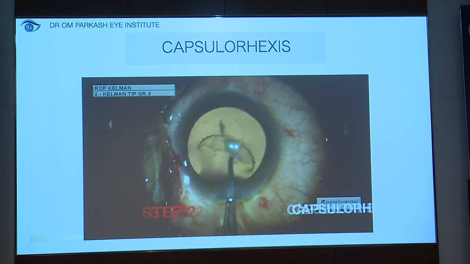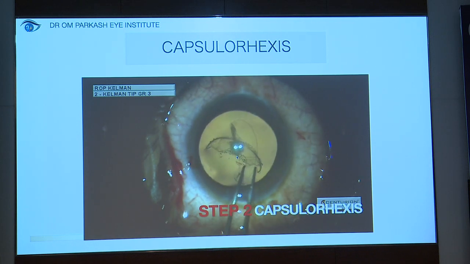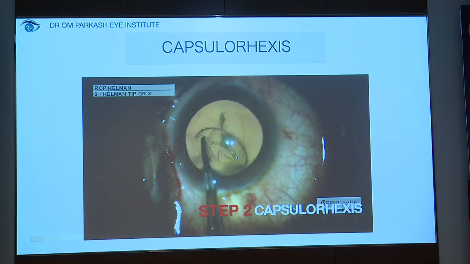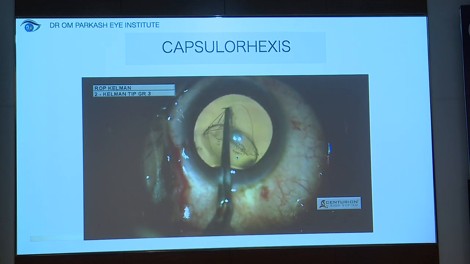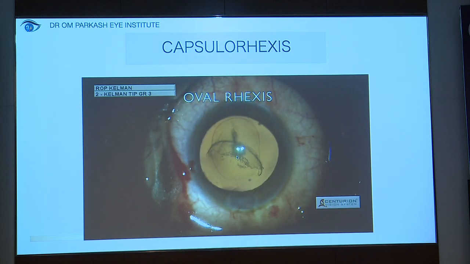Next is the capsulorhexis. As far as the capsulorhexis is concerned, we need to have a small rhexis for some reasons and a large rhexis for some reasons. So the way out is that you go around with an oval rhexis. Now this oval rhexis has quite a few advantages. Primarily, it gives the advantage of a large rhexis, all the features which a large rhexis has.